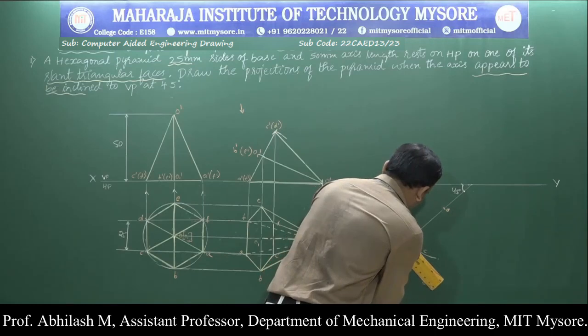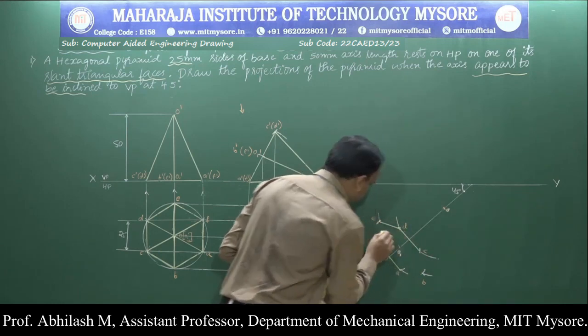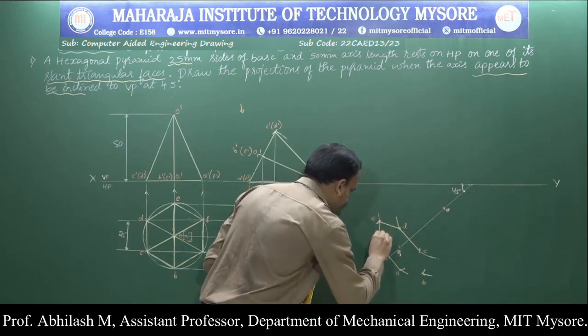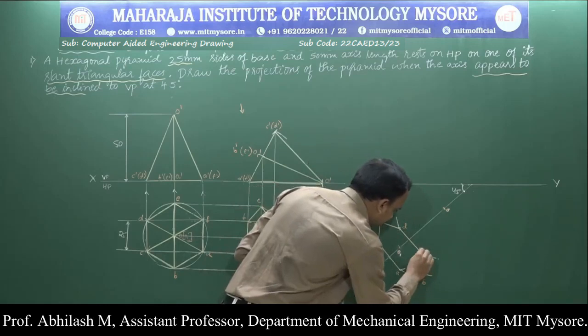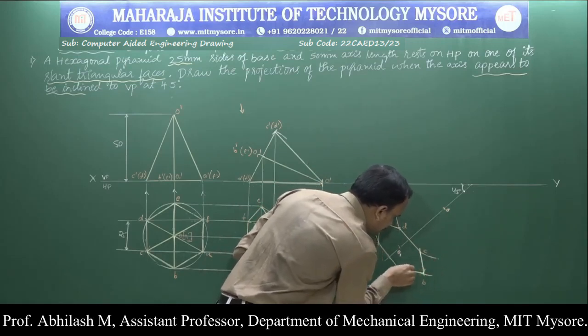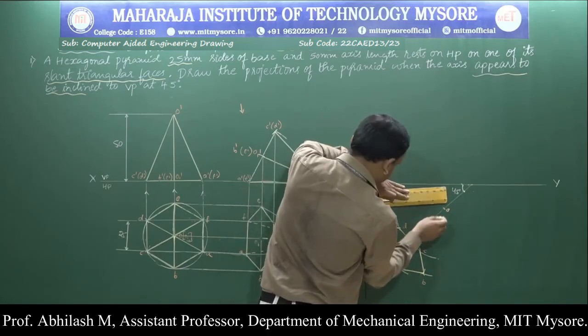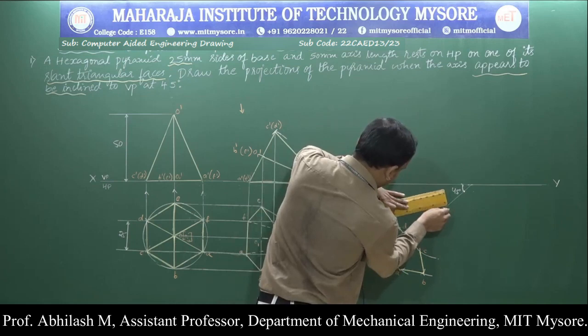Again from D to C it is completely visible. From E to D, from E to F, from C to B and from A to B. I can clearly see from E to B that is transferred from here to here.